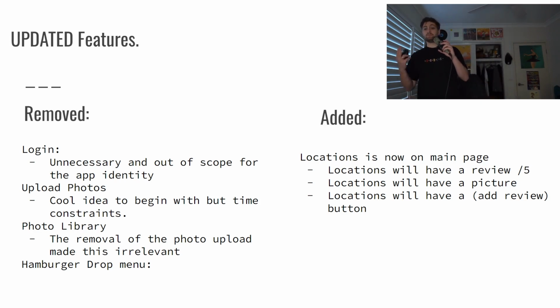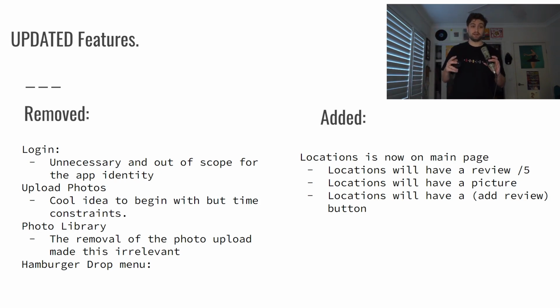All right, now let's look at what we've added to the Macca's Finder 2000, the greatest app ever made. The location is now on the main page. Locations will be its own button, moved onto the main page underneath the map. It'll have a review out of 5, a picture, and an add review button.